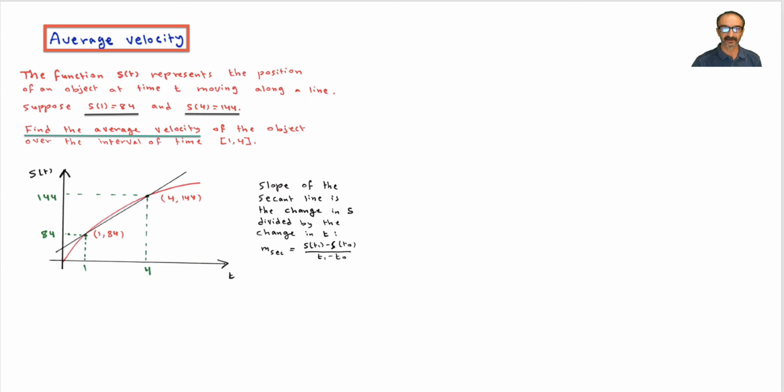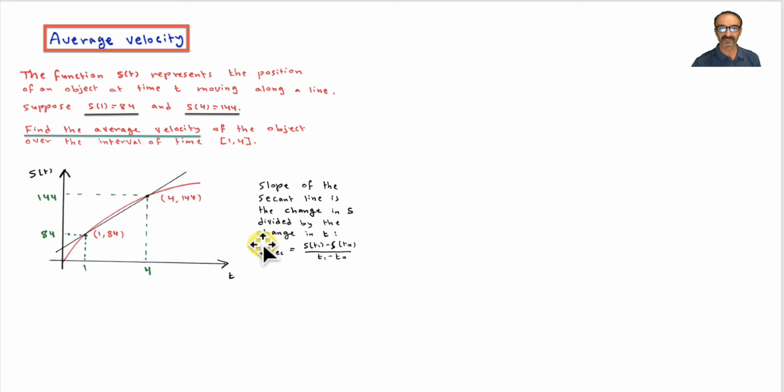Slope of the secant line. You see this line right here? This is called secant. It crosses the curve at two distinct points. The slope of the secant line is the change in s divided by the change in t. In lower math we call it change in y over change in x.